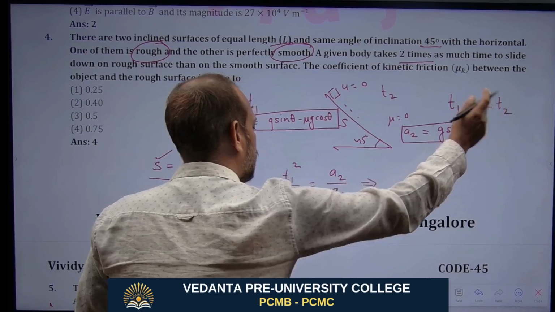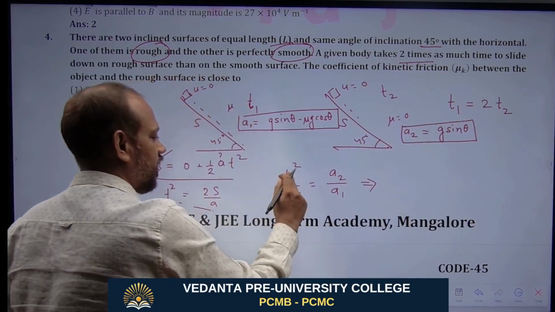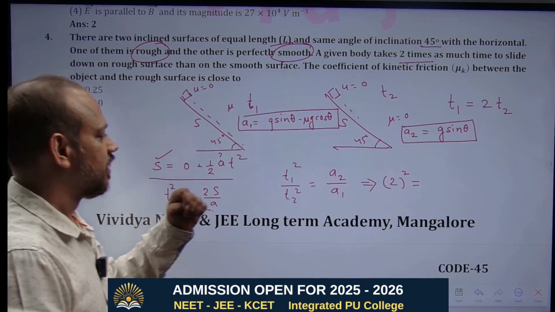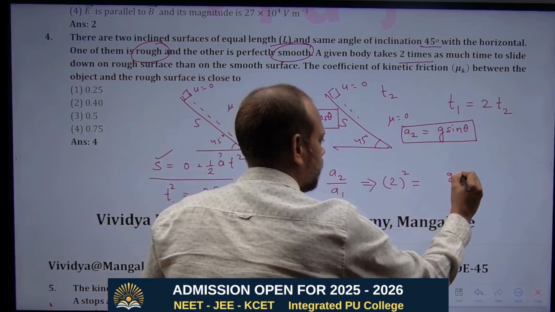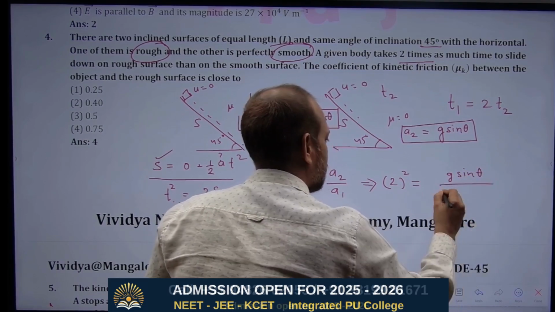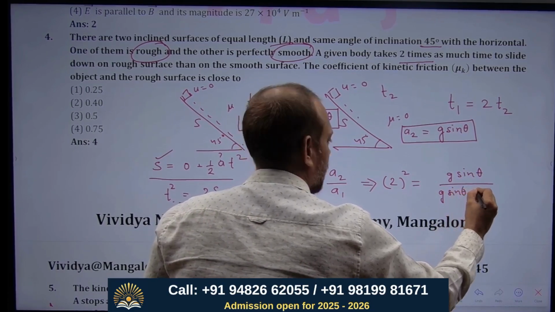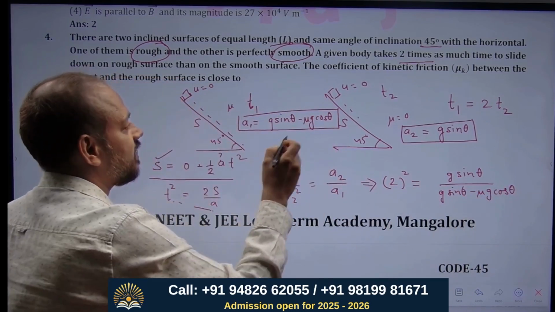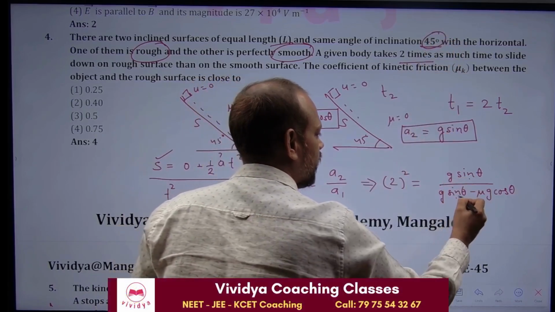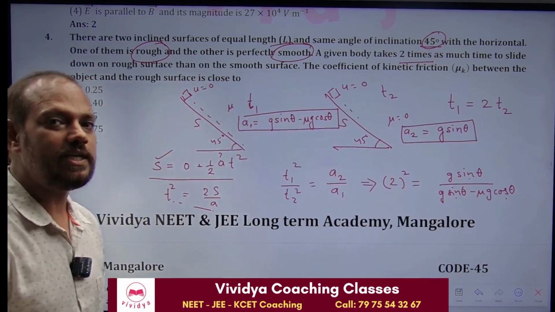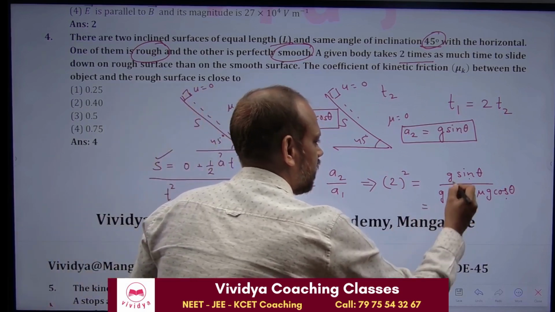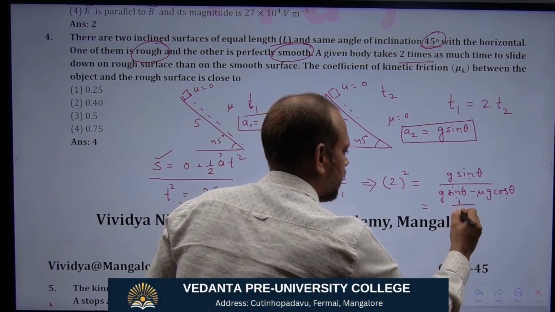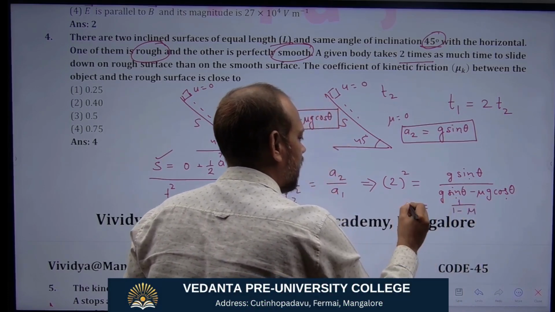So T1 is 2 T2. So we'll write here, in this case, 2 square. And acceleration in the second case is g sine theta. And in the first case, it is g sine theta minus mu g cos theta. G will get cancelled, and as the angle is 45 degrees, sine and cos both values will be 1 by root 2, 1 by root 2. So without any hassle, you can cancel them. g sine theta, g cos theta, all these will cancel. You'll get 1 upon 1 minus mu over here, and that will appear as 4.